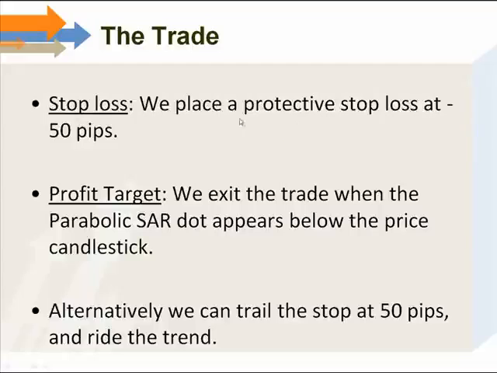We set a stop loss at 50 pips. And we exit the trade when the parabolic SAR dot appears below the price candlestick. We'll give you some examples of this, so if it doesn't make sense just yet, it will in a minute. Alternatively, as an alternative exit strategy, instead of exiting when the SAR dot appears below the price, we can trail the stop at 50 pips and ride the trend. When you're just starting out, this is the easy way to do it. As you gain more experience, you might want to try this alternative way of exiting the trade, as it can lead to more profits, but sometimes it doesn't, so stick with this one when you're just starting out.